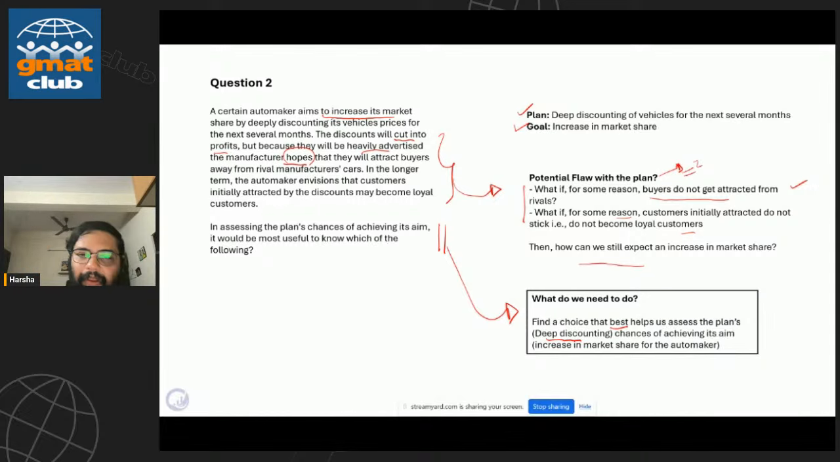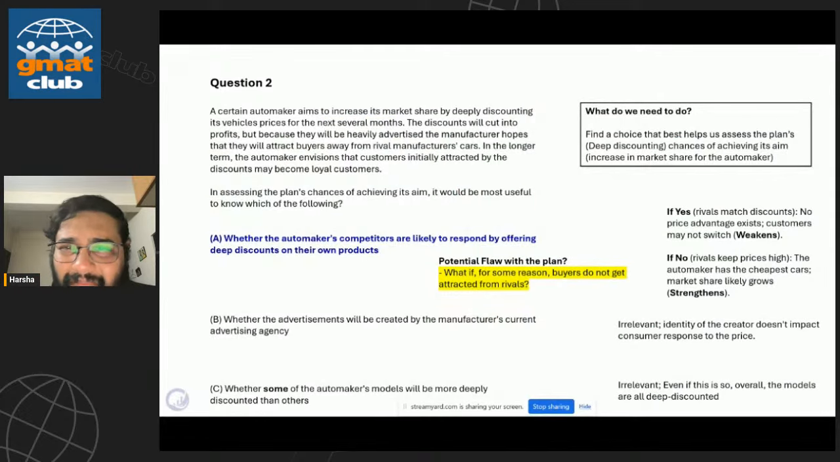Okay, that's good. Now, most of us got this right. Again, if what we need to do is clear, let's look at choices. I saw only two choices that were chosen, A and D, so I'll primarily stick to that. Choice A says whether the automaker's competitors are likely to respond by offering deep discounts on their own products.